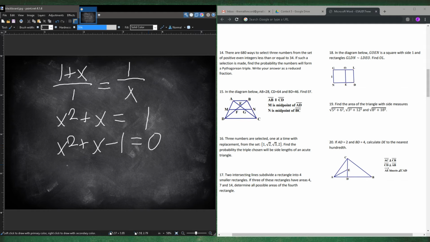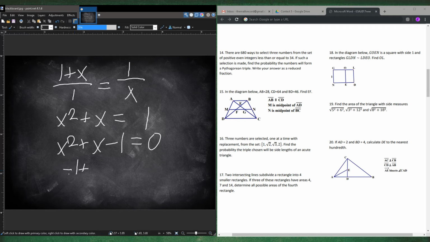So using the quadratic formula, negative b plus or minus the square root of b squared minus 4ac, over 2a. You can't have the minus version, because negative minus a negative minus another number is just going to be another negative. And you can't have a negative side length, so it has to be plus.